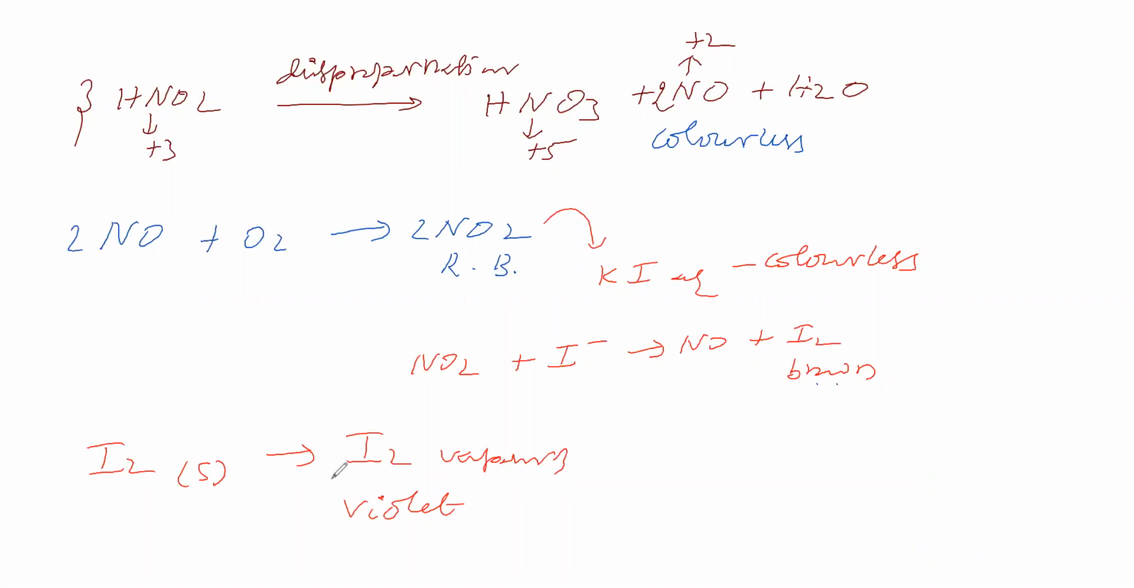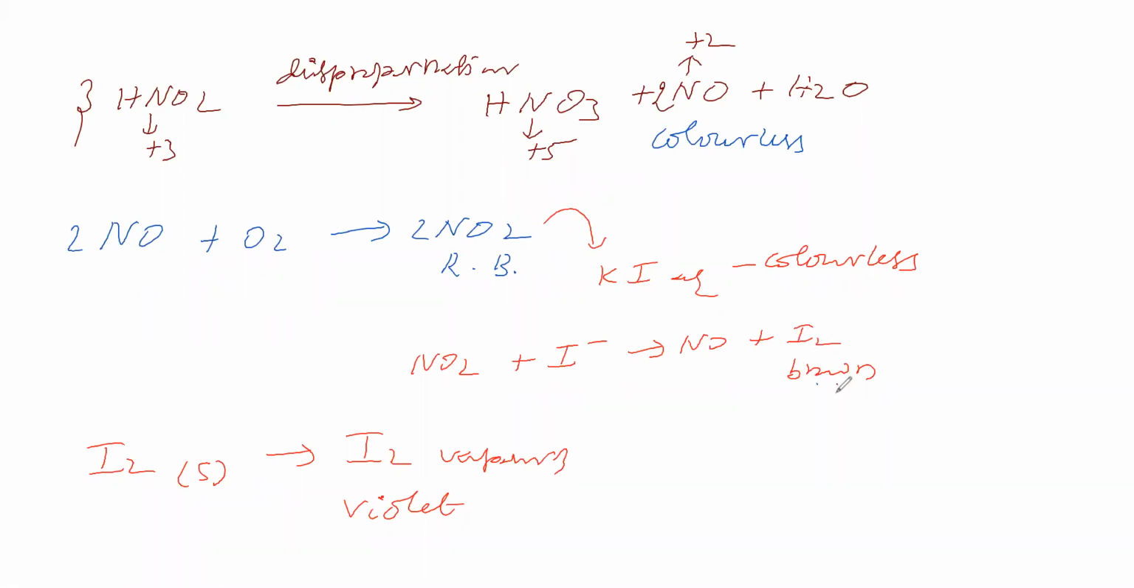Iodine can undergo sublimation, we know. Iodine on sublimation gives iodine vapors, which are deep violet color vapors. Here we will see. Here we have taken NO2. It is I minus. I minus is colorless. It is I2, it is I minus. Therefore, they are different, so we can say it is colorless. Now I minus is colorless.